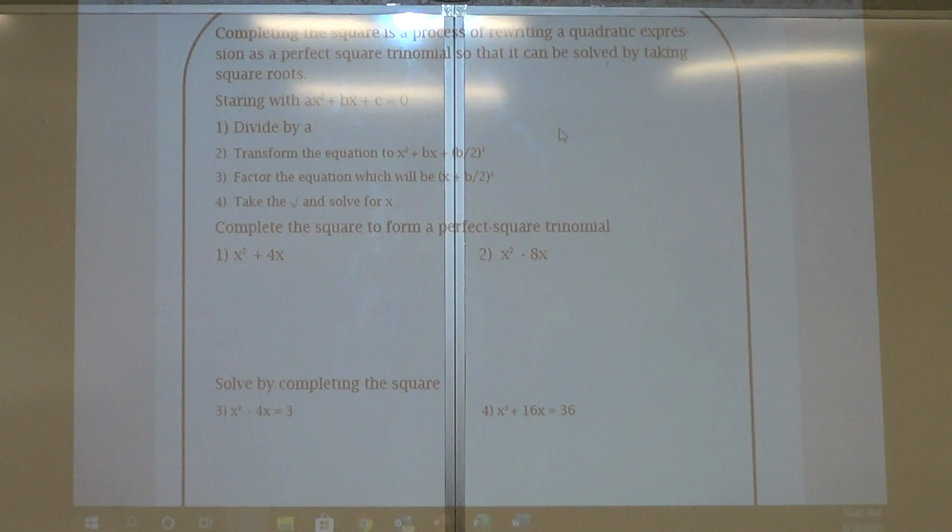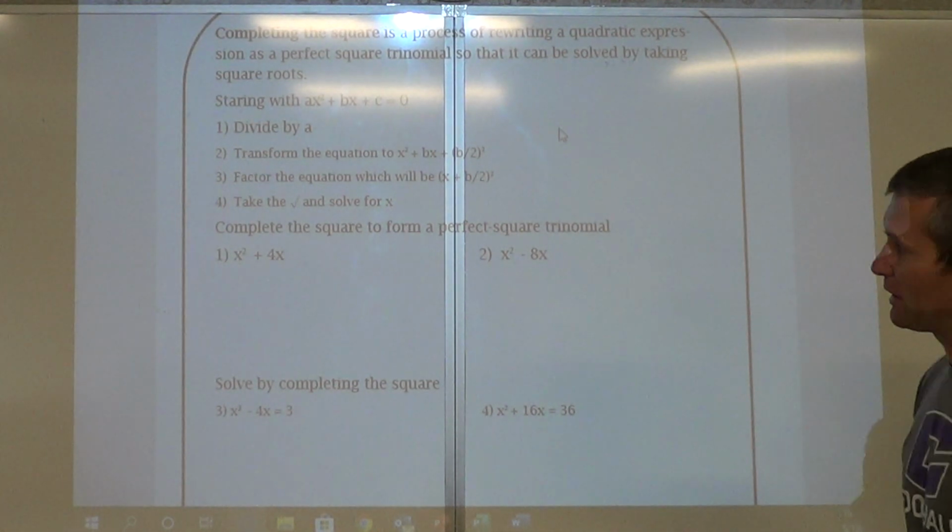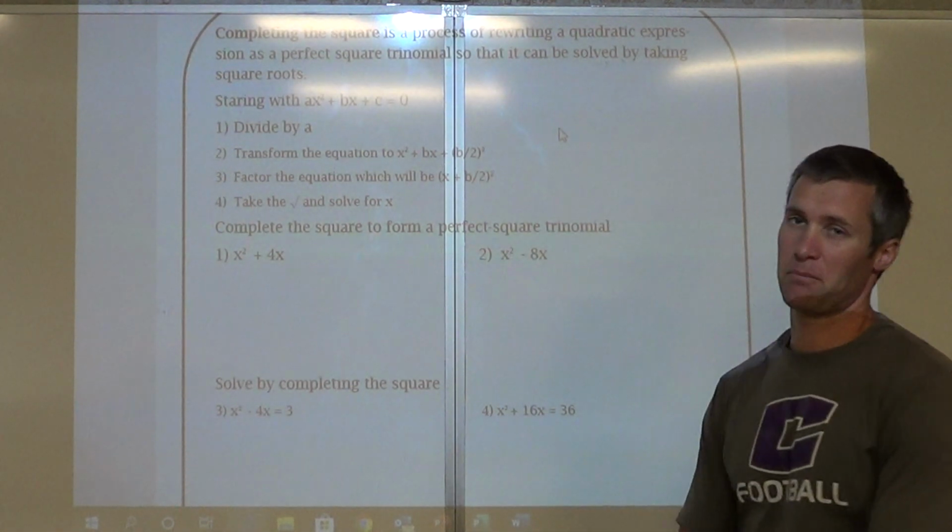Hello students, I want to go through another way. So if you look at it, we've solved by factoring, which is what we did in our last module. Then we solved by taking the square root. Now we're going to solve by completing the square.